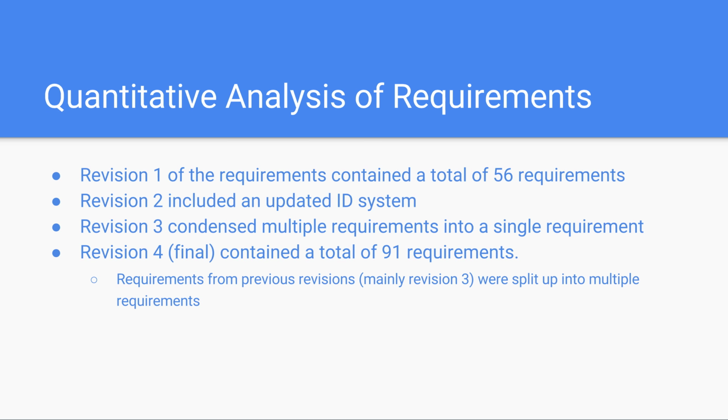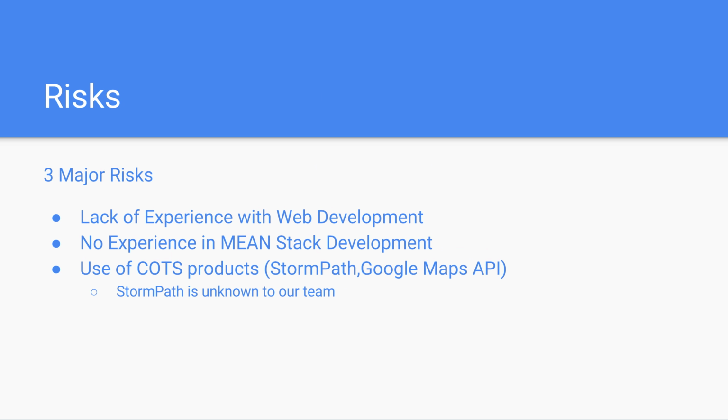So this is a summary of the requirement revision since day 1. You can see we initially started with 56 requirements and we now have 91 requirements after splitting some up and grooming them down. So the GITS product consists of 3 major risks.